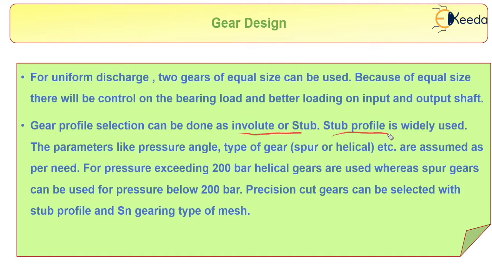Now, for pressure exceeding 200 bar, helical gears are used, whereas spur gears can be used for pressure below 200 bar. So the precision cut gears can be selected with the stub profile and SN gearing type of mesh.